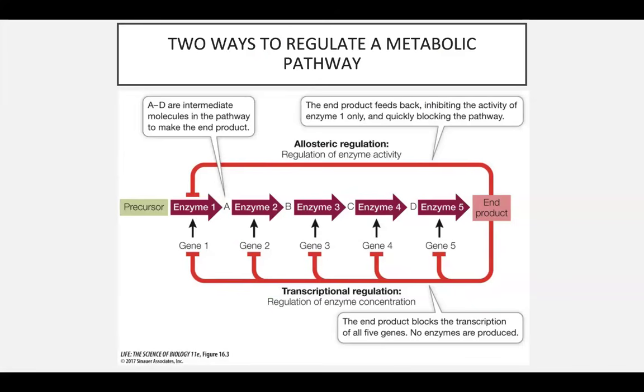transcriptional regulation occurs where each individual gene is looked at and then blocked. Each individual gene, which codes for each individual enzyme, is regulated. By regulating each individual gene, it helps block the transcription of all five genes so that no enzymes can be produced. So allosteric regulation is very rapid, but transcriptional regulation allows for slower and more fine-tuned conservation of energy and enzyme synthesis.